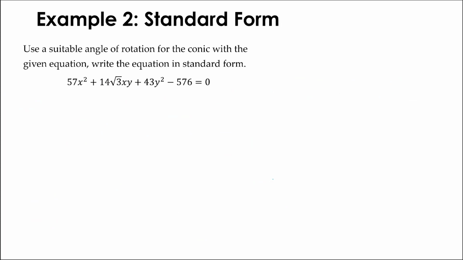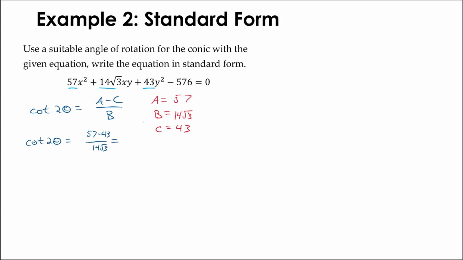Use a suitable angle of rotation for the conic with the given equation and write the equation in standard form. So we're given our equation in general form. We're trying to get it to standard form. Again, we're going to start working with this cotangent of 2 theta equals A minus C over B. Now we're getting this A, C, and B just from our original equation. So we've got A is equal to 57, B is equal to 14 root 3, and C is equal to 43. So we can just go ahead and plug those right in.